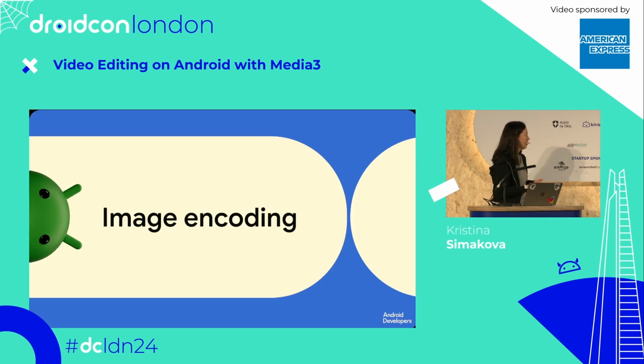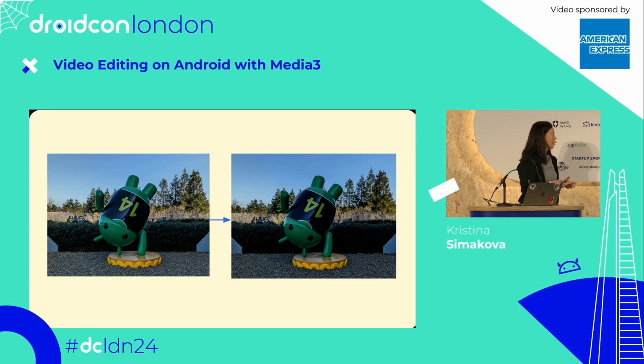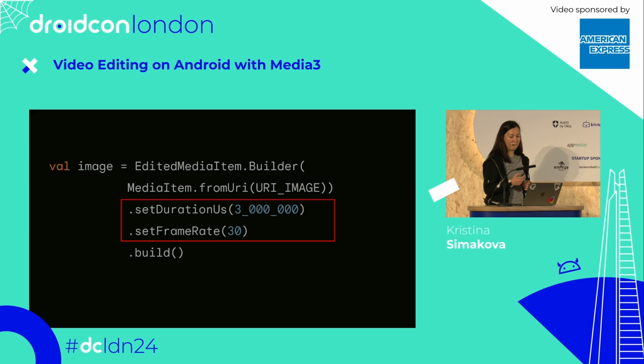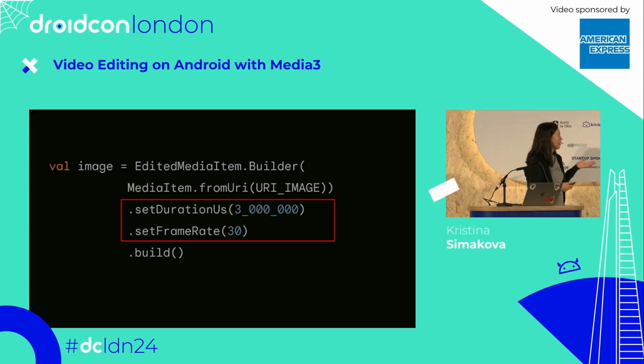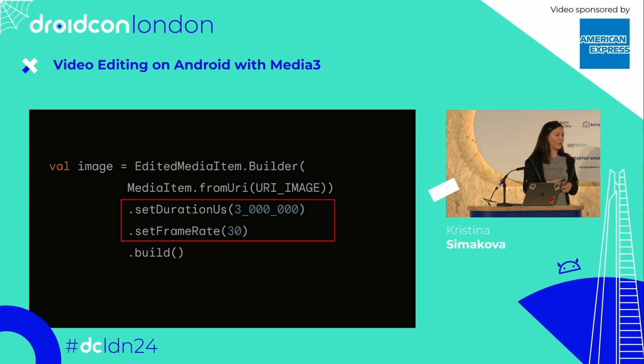Moving on, one of the features I want to highlight that is available in Transformer is image encoding. With Transformer, you can create videos out of images, as illustrated on this slide, and also apply effects to it. In this sample, we are creating an edited media item using image URI, as you see here. We also need to define the duration of the video. In this example it is 3 seconds. And set fixed frame rate, which is 30 in this example, but it depends on your use case.